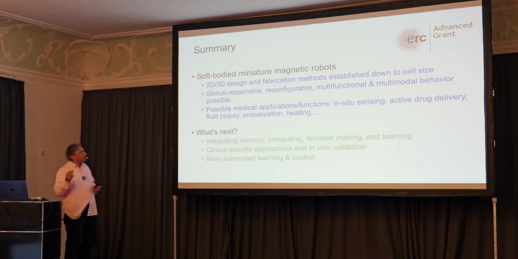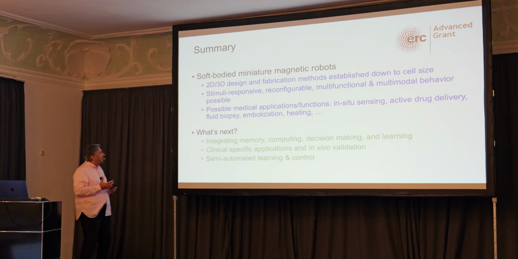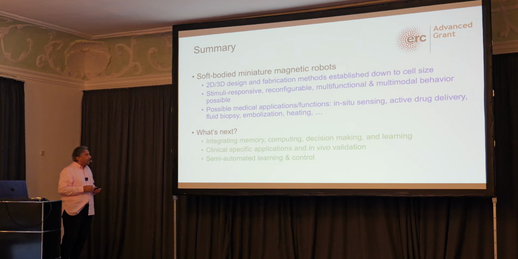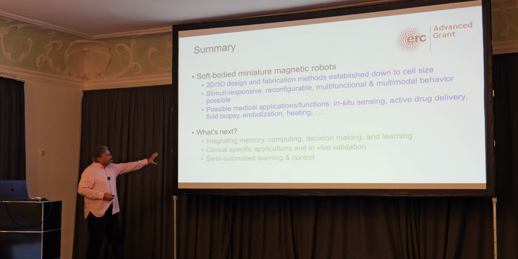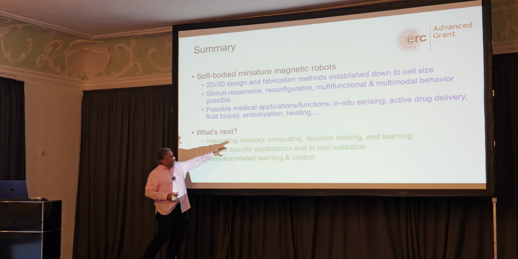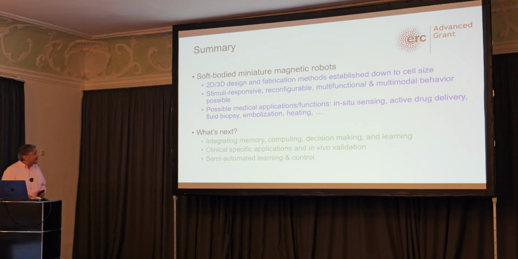Just to summarize, I tried to show you that soft-bodied magnetic systems enabled by the active matter inside the soft elastomer matrix can create a lot of interesting stimuli-responsive, reconfigurable, multifunctional and multimodal behavior these days, and we can miniaturize them down to cell size. And our goal is to use them in medical applications, as I mentioned, in situ sensing of tissue behavior, delivering drugs locally, fluid biopsy, and many other things that I didn't have time to show. And we are integrating more and more complex functionality like memory, computing, decision-making, and learning physically onto these soft machines. And we are trying to show them in some clinical applications.